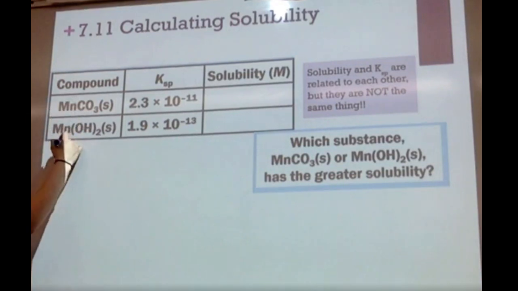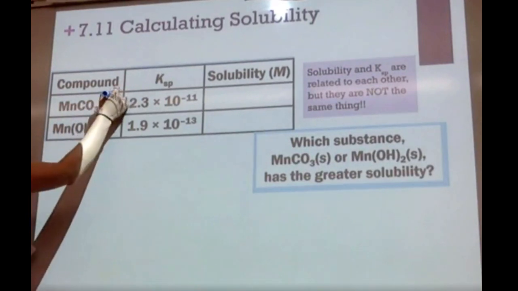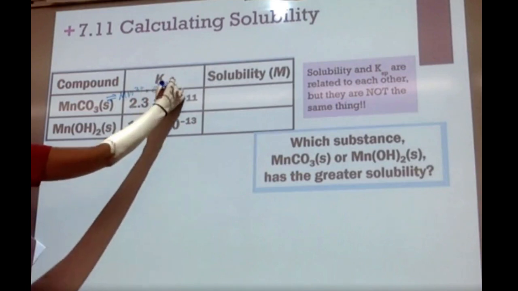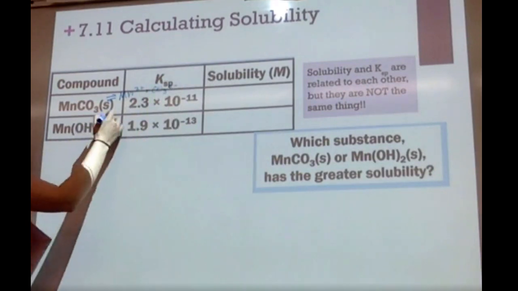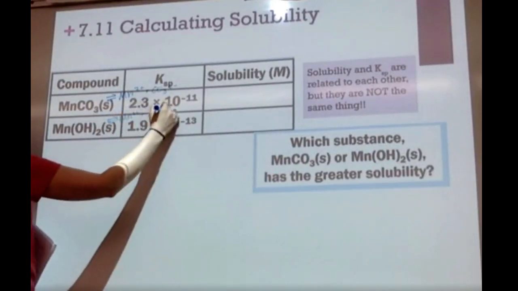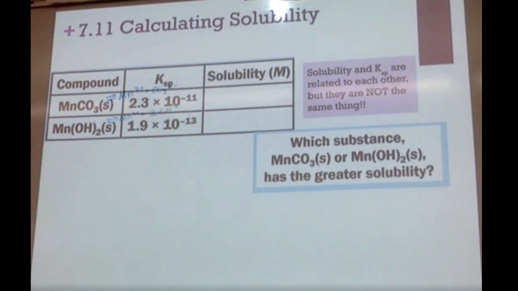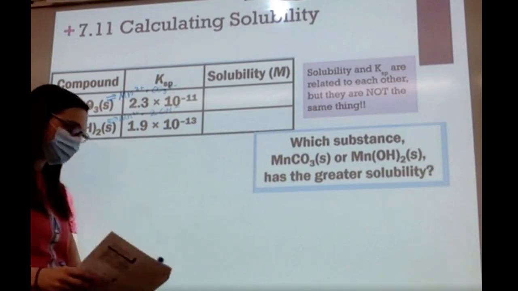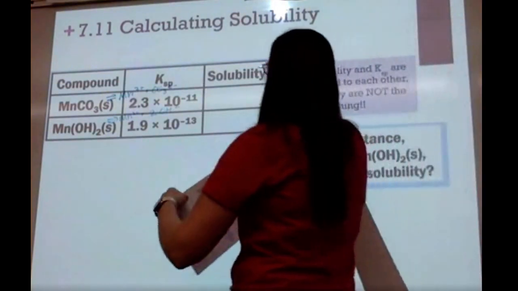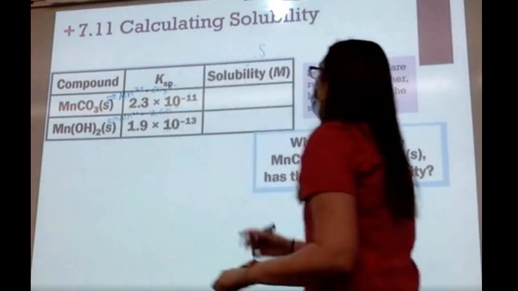Right here we have MnCO3 at equilibrium with Mn2+ and CO3 2-. Here we have manganese hydroxide at equilibrium with Mn2+ and 2OH-. Well, it's 1 to 1 and 1 to 2 in the other. So we have to actually calculate solubility. So what we'll do is we'll actually look at how we can calculate solubility. Remember we used an S when we were calculating solubility.